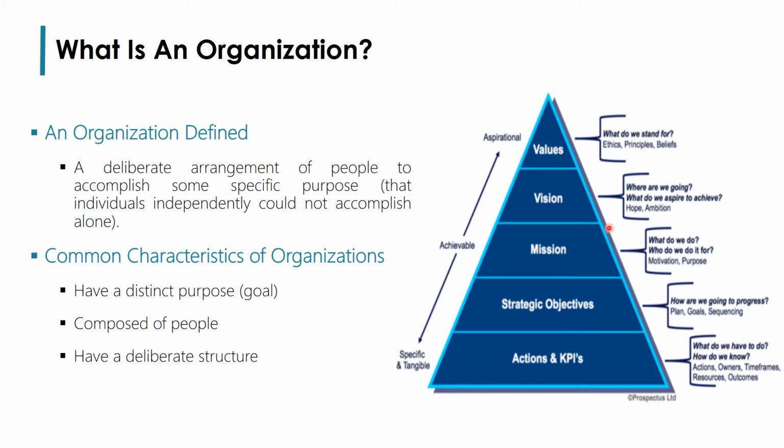A vision is the way forward, what the organization aspires to achieve, where they are going to be, where they will be positioned. So the way forward for the future. And the mission, the actual manifestation. So what do we do about that? How can we do it? Who would do it for us? So this stands for the motivation and purpose.